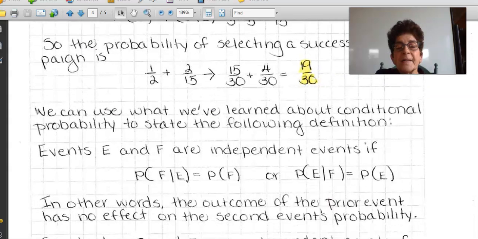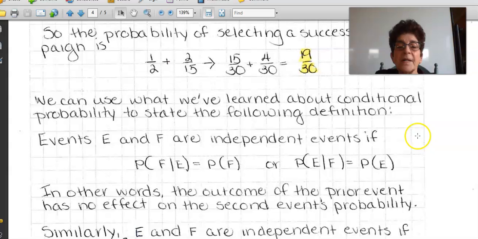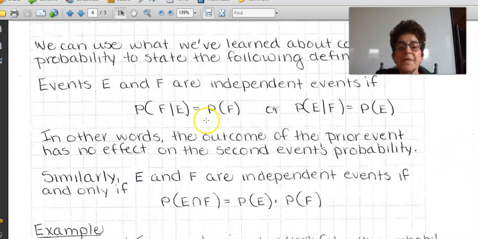What we've learned about conditional probability can actually help us define independent events. We can say that events E and F are independent if the probability of event F, given that E happened, is the same as the probability of event F if E didn't happen. Likewise, the probability of event E, given that F has happened, is the same as the probability of E, whether F happened or not. In other words, the outcome of the prior events have no effect on the second event's probability.